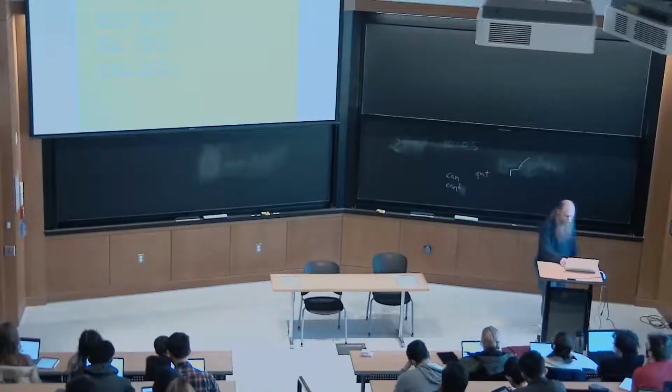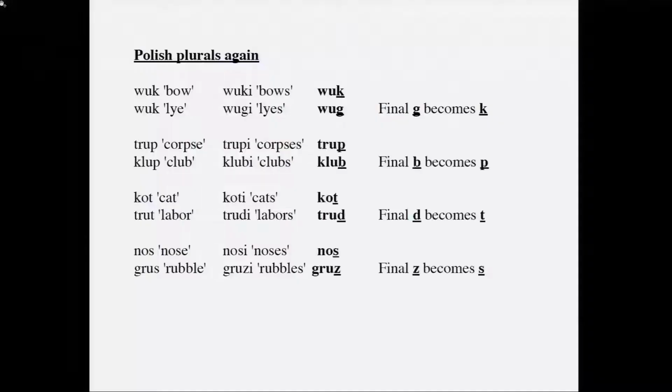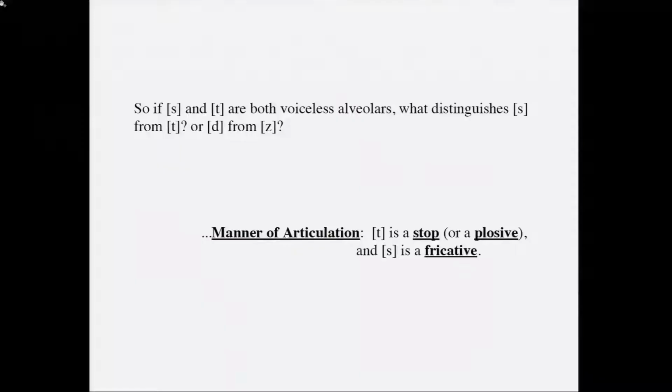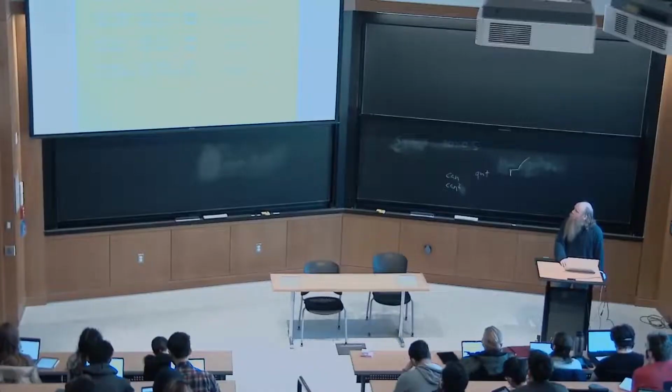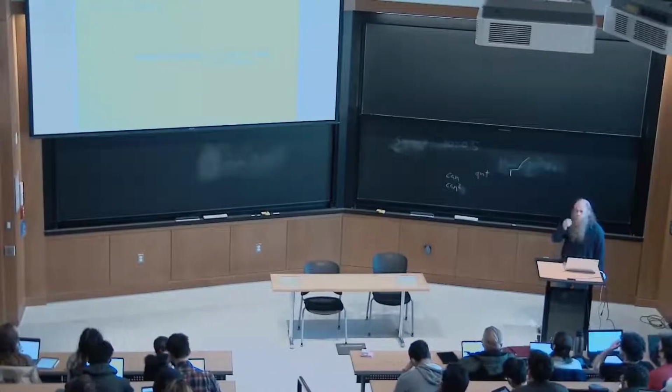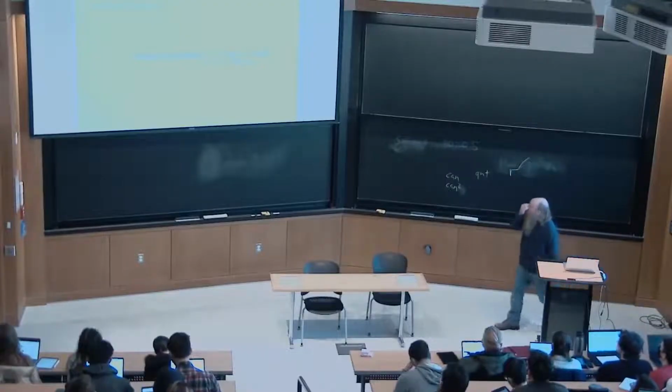So what's happening in Polish is not just G becomes K, it's voiced sounds are becoming voiceless. Z becomes S, D becomes T, B becomes P, and G becomes K. It's sometimes called final devoicing, and it's a cross-linguistically quite common phenomenon.